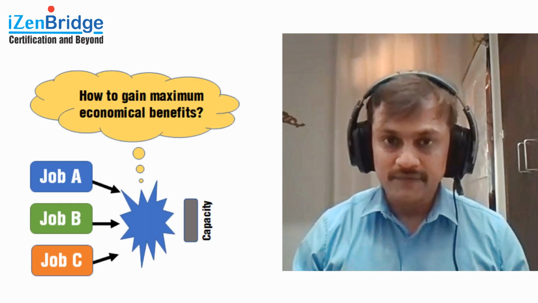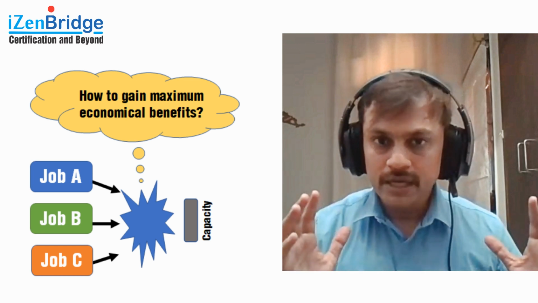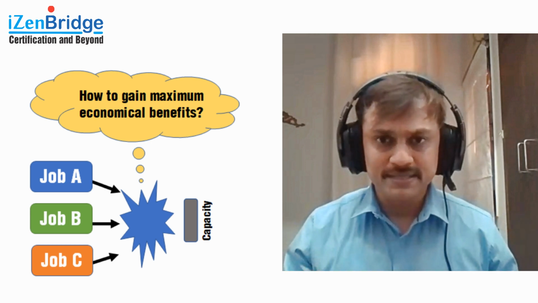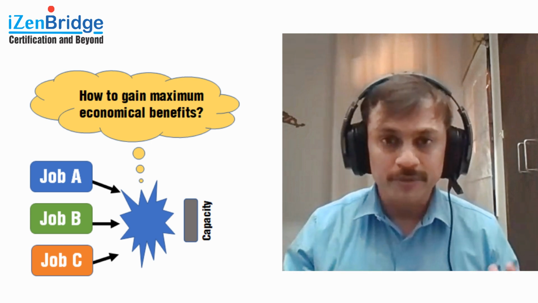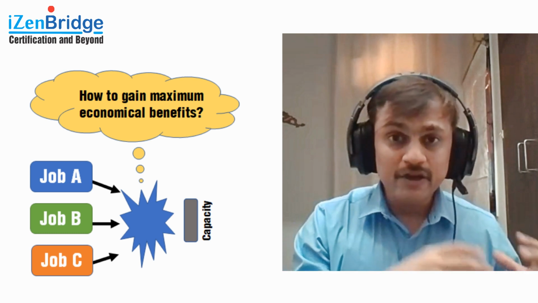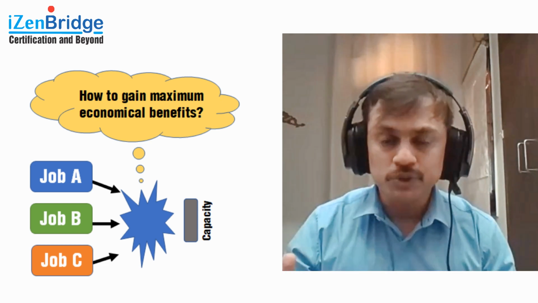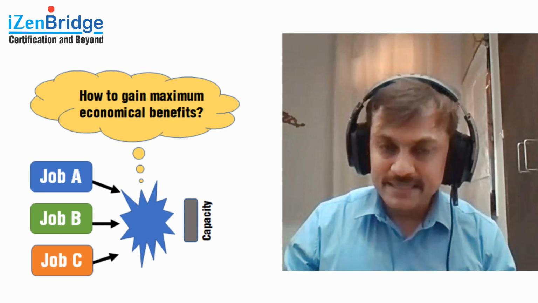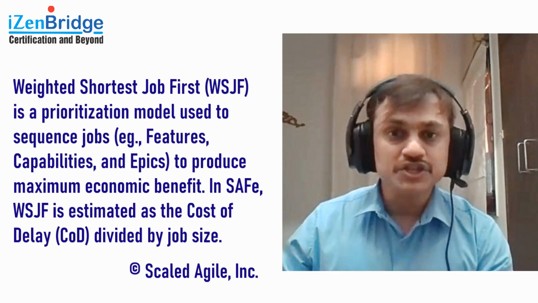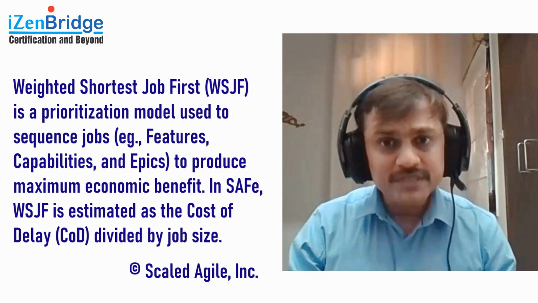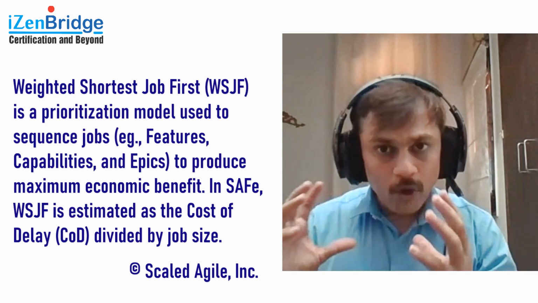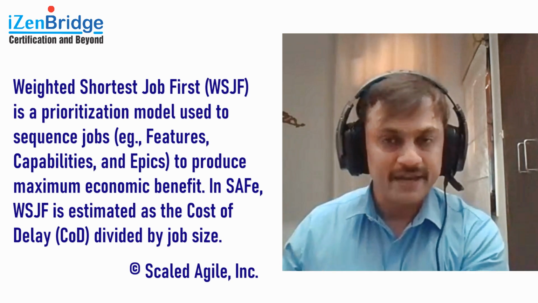In many cases in development, we deal with limited capacity, and the backlog is far higher than the capacity. In order to make maximum economic benefit, we need to figure out a way of prioritizing these jobs so that we make maximum use of our available capacity. Weighted shortest job first, WSJF, is a prioritization model which helps us in sequencing jobs, say features, capabilities, or epics, to achieve maximum economic benefit.